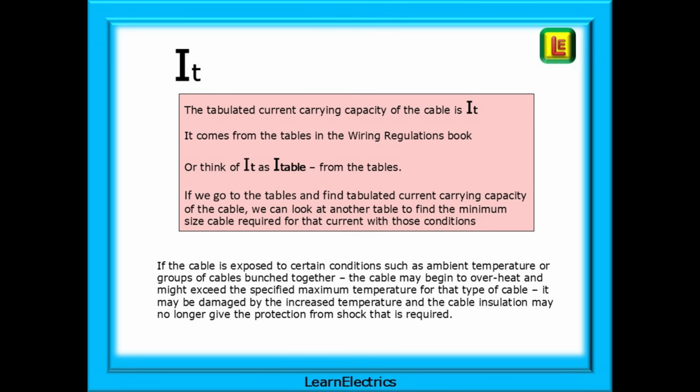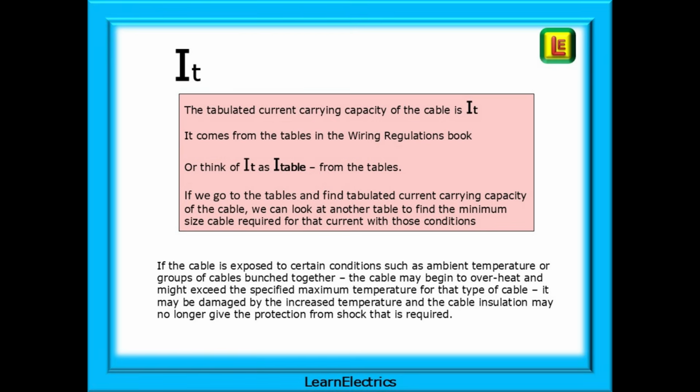Then we have IT. The tabulated current carrying capacity of the cable is IT. It comes from the tables in the wiring regulations book. Or think of IT as I table from the tables. If we go to the tables and find the required tabulated current carrying capacity of the cable, we can look at another table to find the minimum size cable required for that current with those conditions.